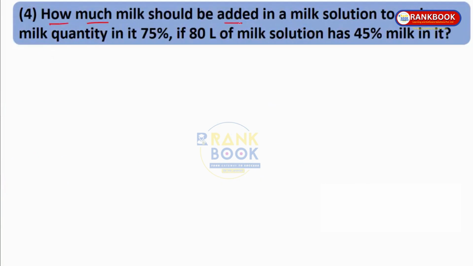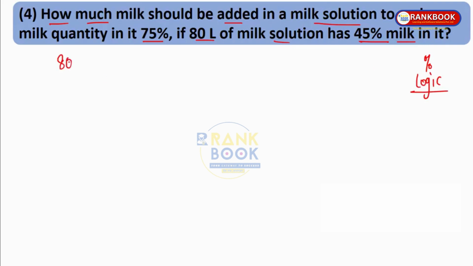How much milk should be added to a milk solution to make the milk quantity in it 75%, if 80 liters of the milk solution has 45% milk in it? Now directly by observation we can see it is related to percentages and it is very easy. So we might not need the formula, but let's try to solve it first by logic, and if we are not able to solve it, we'll try it with the formula.